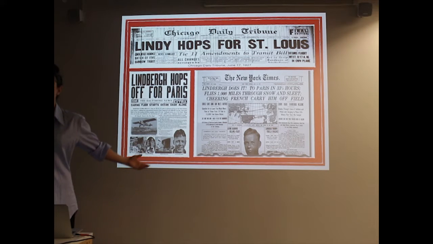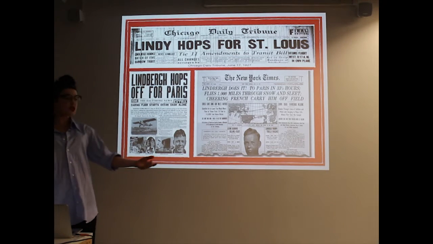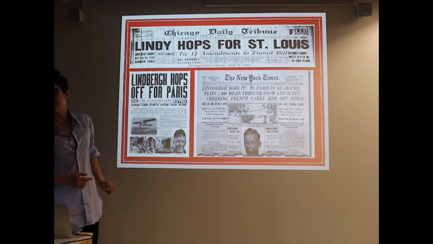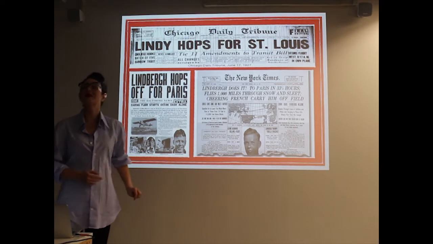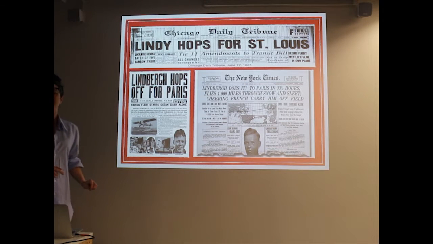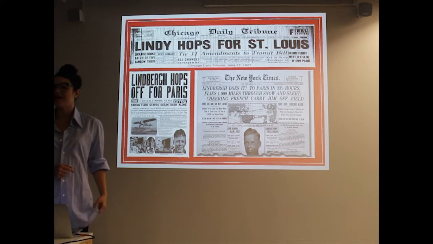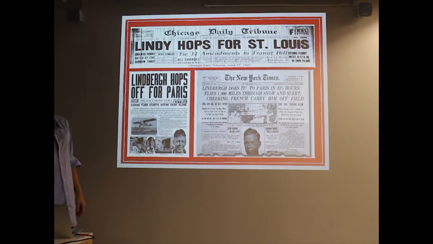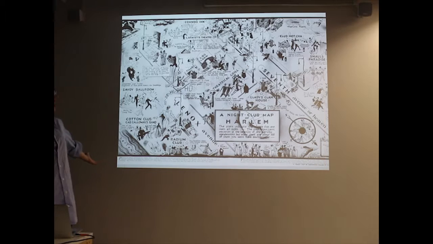And legend has it, he spied a newspaper and said, "It's called the Lindy Hop. We're doing the Lindy Hop." So that is the legend for that unusual name that we have for our dance. It is named after Charles Lindbergh and his famous solo flight across the Atlantic in 1927. So the dance now has a name.